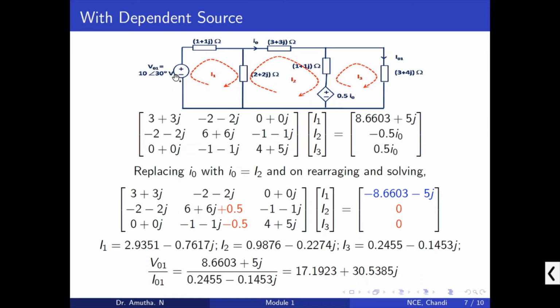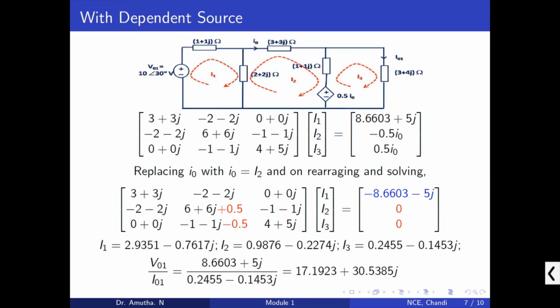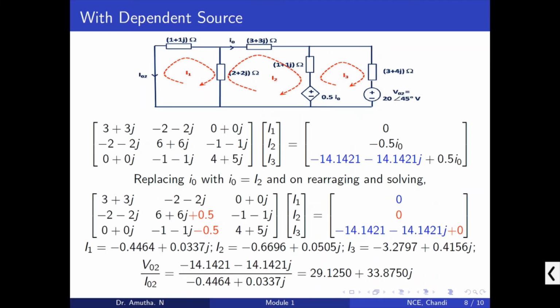Now we are removing this voltage source and applying it here as before. So the voltage source has been removed from there, and it is applied here. We are trying to observe the ratio of V02 and I02 as before. But here, we got the value of 29.1250 plus 33.8750 j, whereas earlier we got 17.1923 plus 30.5385 j. This is different and this is different.